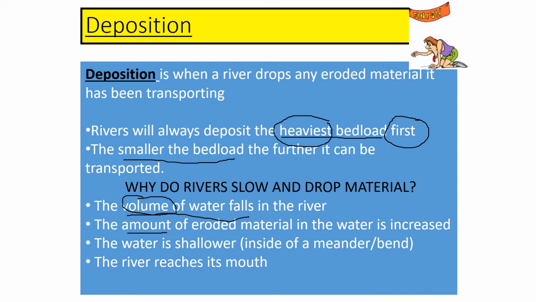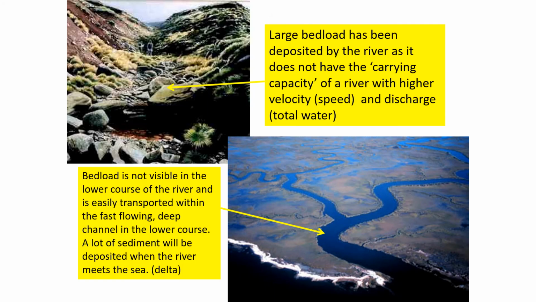And finally, when the river reaches its mouth, because by this stage the river has evened out, what that means is it hasn't got its energy from gravity anymore. If it's not flowing downwards, then obviously it's going to lose all that energy it had from gravity. So that's the main reason why when the river reaches its mouth, it deposits a lot of its load.